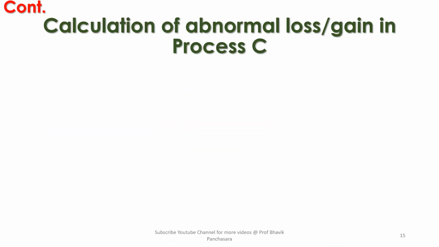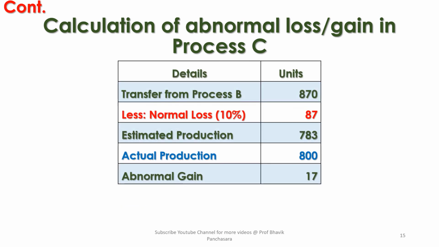Okay friends, now we will go to process C and we will first calculate abnormal loss or gain in this process. So, we are starting with material transfer from process B, that is 870 units. Now, in this process normal loss is 10% of input. So, here 87 units are there for normal loss. Now, we will deduct 87 units from this input. So, our estimated output is 783 units.